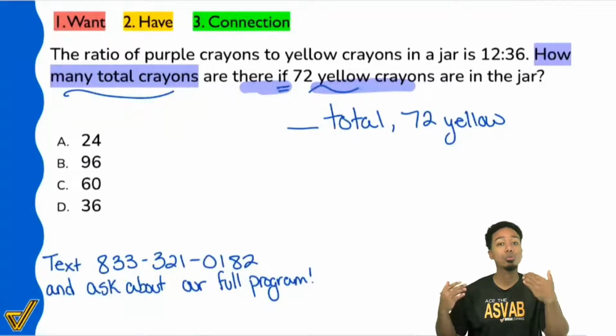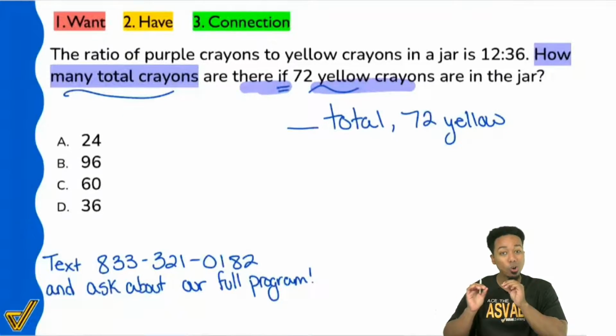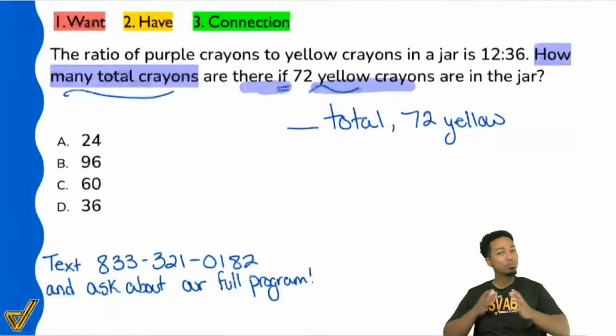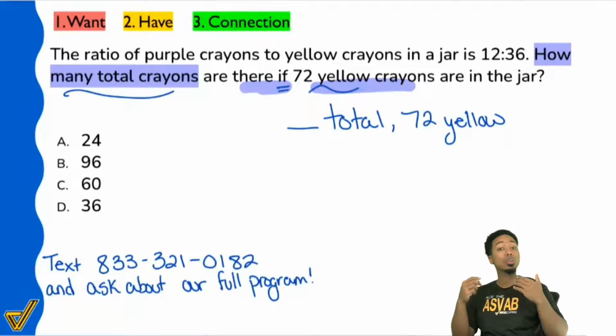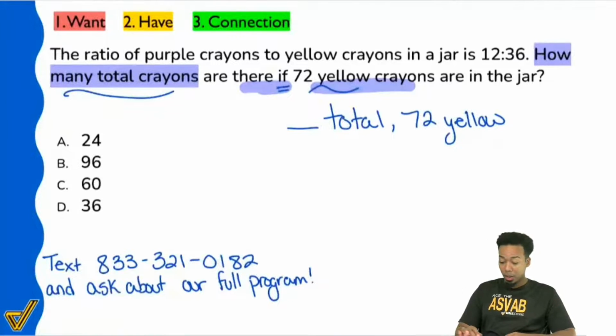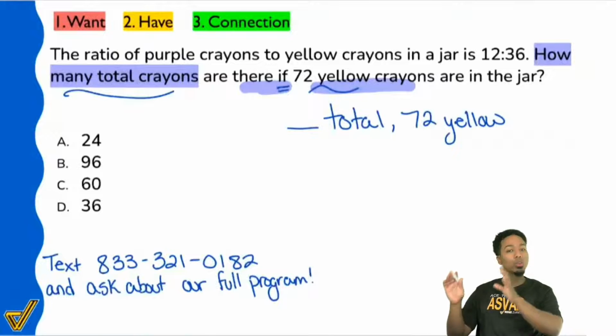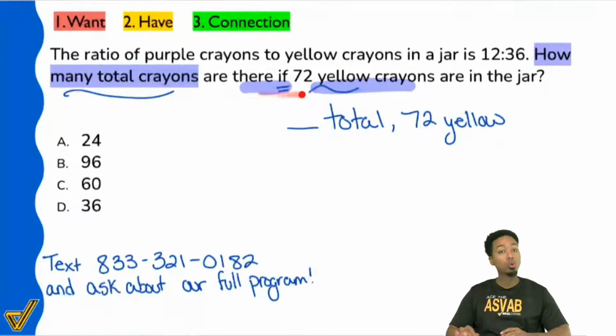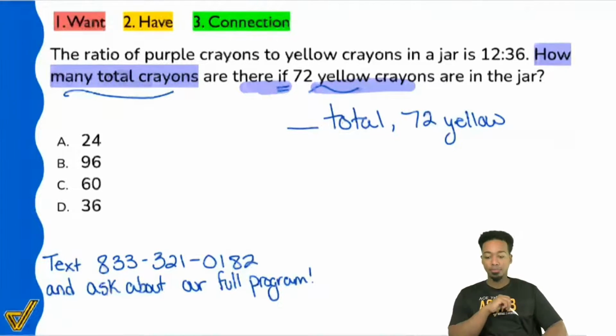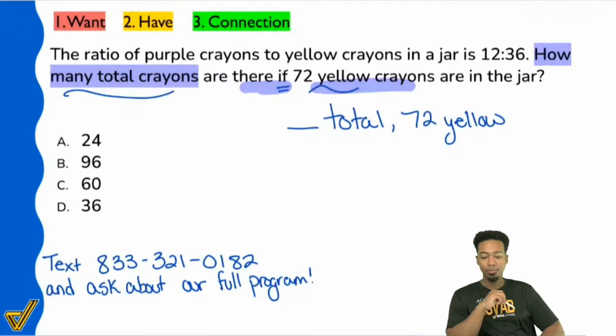You want to base your proportion off of the information in the question sentence. It gives you a much easier time. So instead of you trying to make a proportion comparing purple to yellow, no. Go with the question sentence. It's total to yellow. Base it off of that.